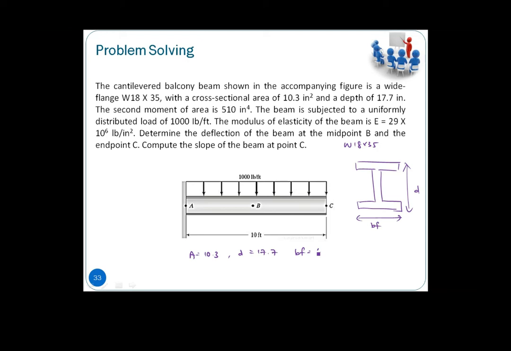Also, the second moment of inertia along this x-axis, Ix, is 510 inch to the power of 4. Then I have my Iy. Along this axis y, it will be 15.3, weaker, inch to the power of 4.